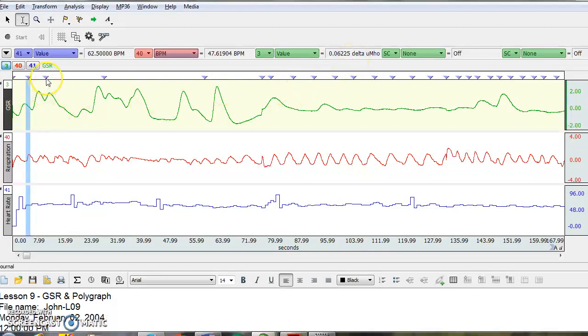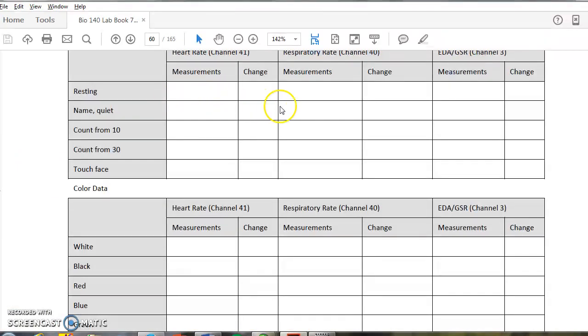Touch. We have now counting backwards from 10. And it looks like they got a little bit nervous. Heart rate went up a little bit. Let's go there. Heart rate went up a little bit. Breathing rate went up a little bit. And they started to sweat a lot more, so they got nervous. Over here, they probably got a little bit even more nervous, having to count from 30. So you just make those recordings here.